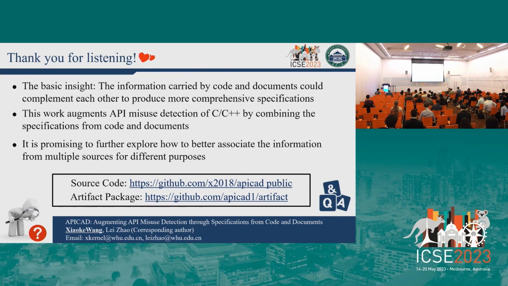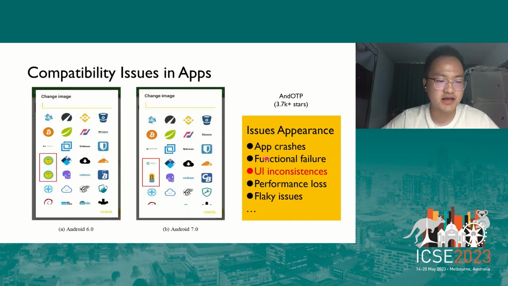an app had a UI inconsistency issue. It incorrectly loaded default icons on Android 6, which are not the real icons, while on Android 7, it correctly loads the icons. Besides this type of issue, apps also suffer crashes, functional failures, performance loss, and other compatibility issues.